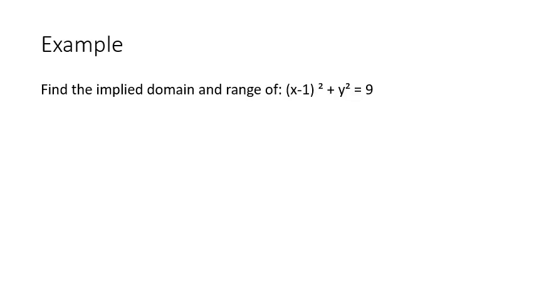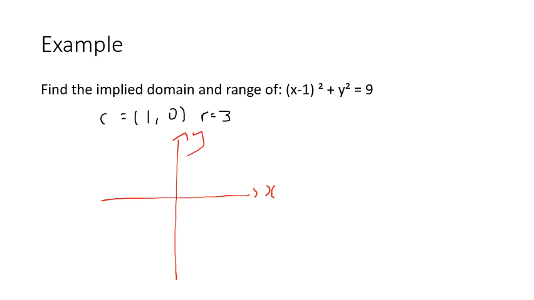In this example, we want to find the implied domain and range of (x minus 1) squared plus y squared is equal to 9. We can notice that we have the equation of a circle here. And so we see our h value is 1, and we have no k value, so our center is equal to (1, 0). And our value for r squared is equal to 9, and so our value of r is 3. So we have our radius and our center, so we can draw up our axes and label them, and we can draw up our circle. So we have (1, 0), we can go 3 to the right, 3 to the left, 3 to the top, and 3 to the bottom. And we can connect these dots up.